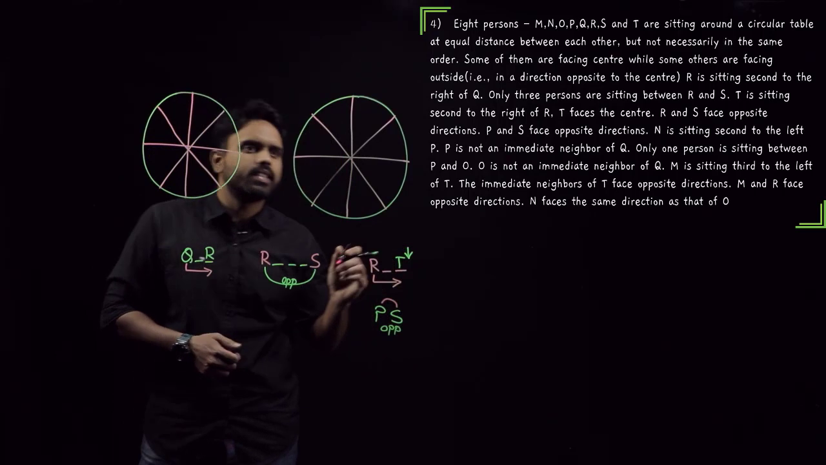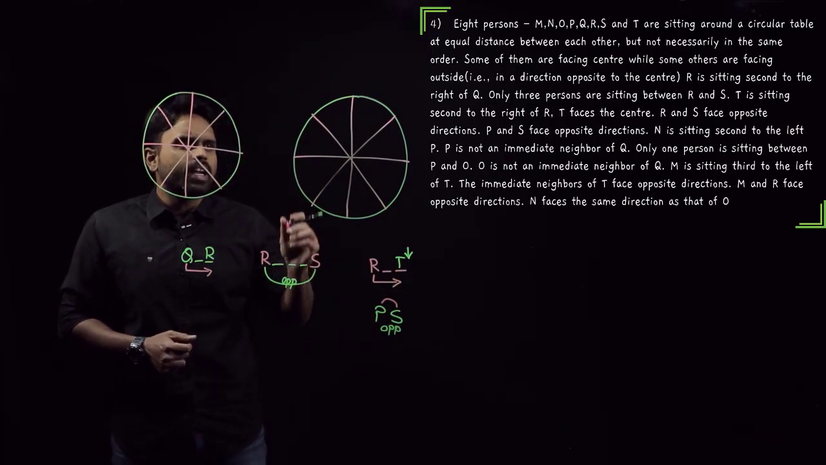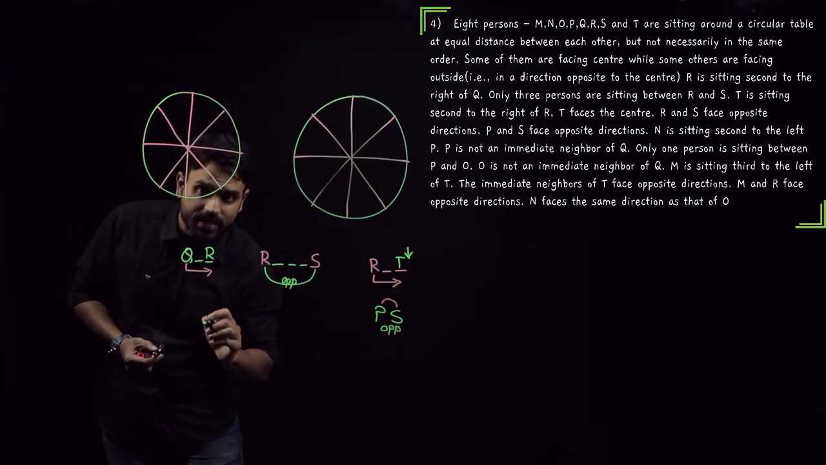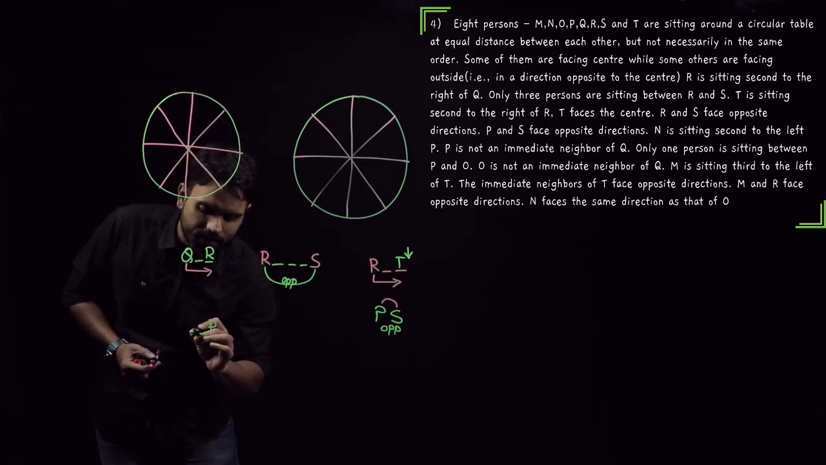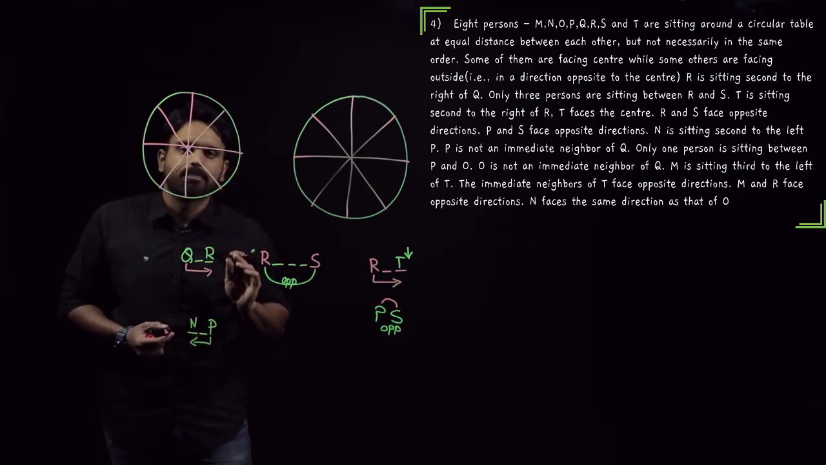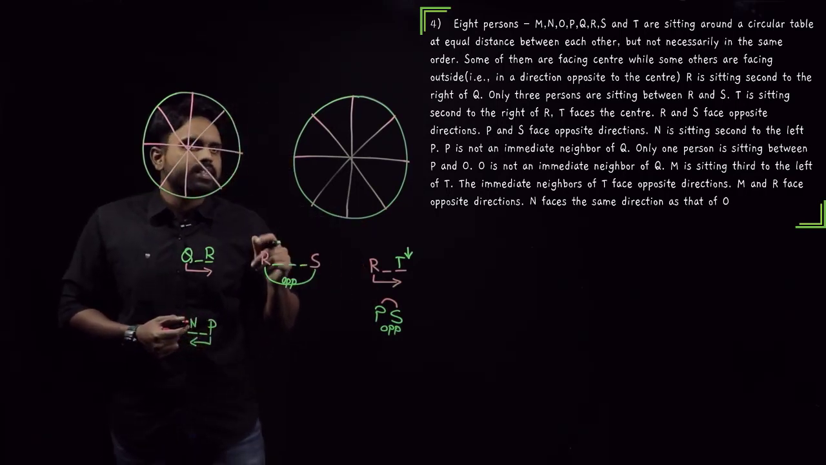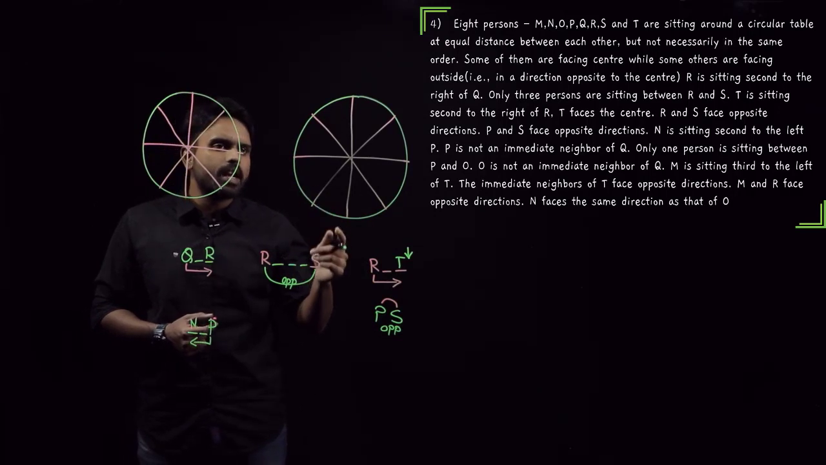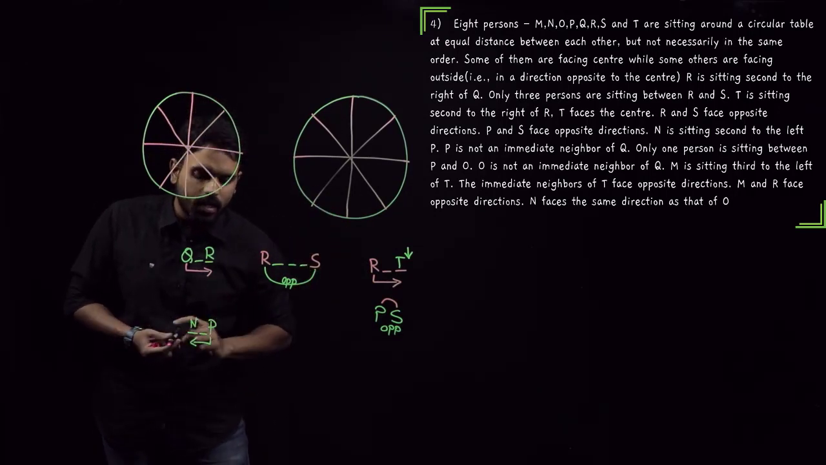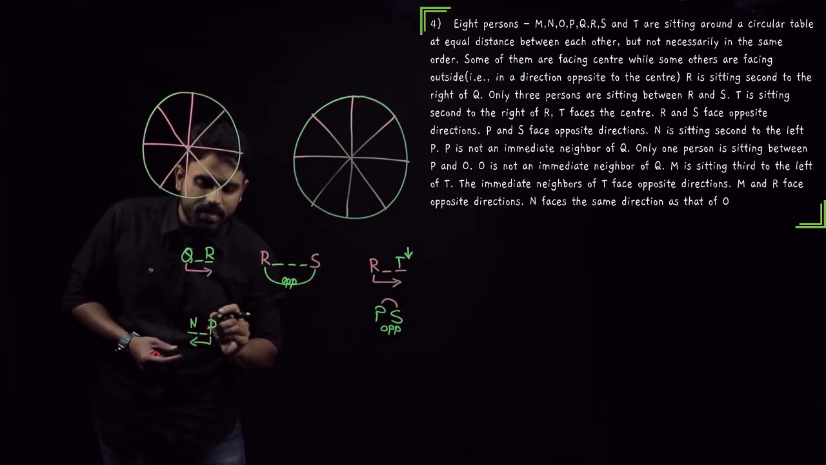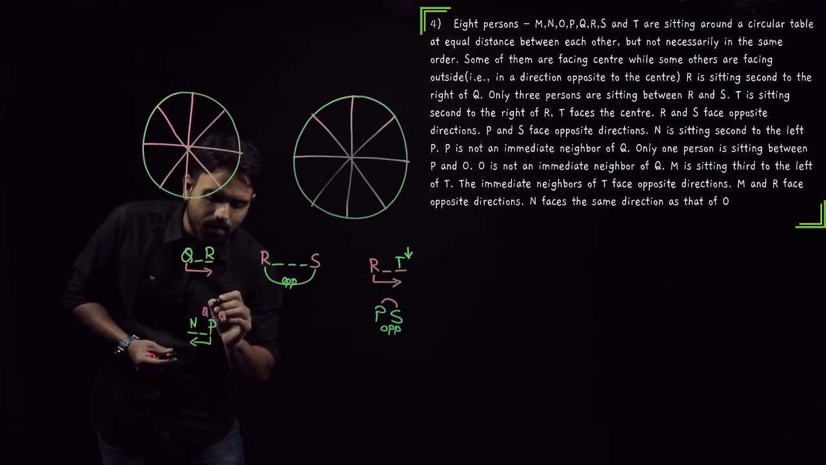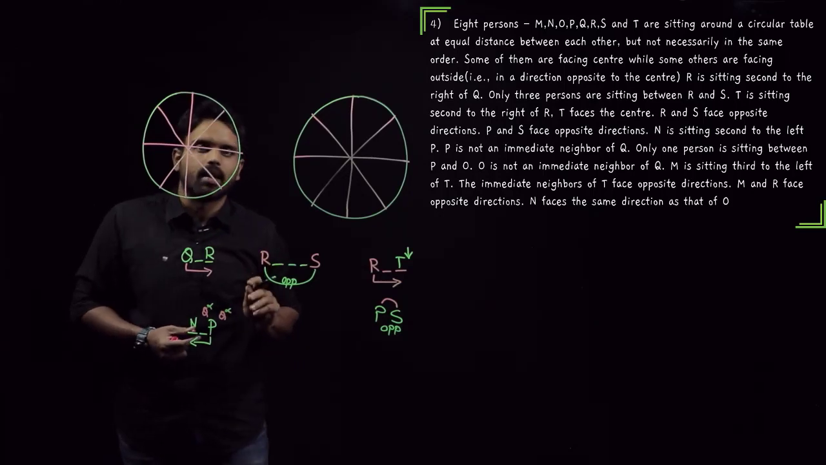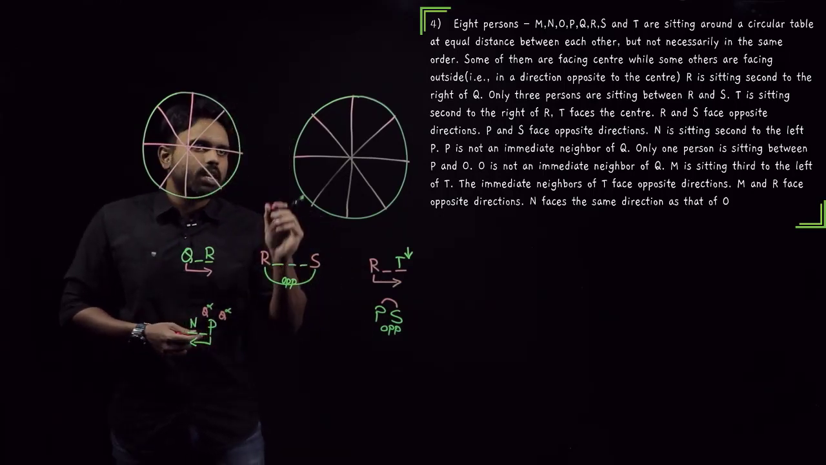The next thing. N is sitting second to the left of P. Left of P, first to the left, second to the left. Next, P is not an immediate neighbor of Q. So how do we represent it? Q yahan pe bana lo, yahan pe bana lo. Not an immediate neighbor, cross mark daal do.